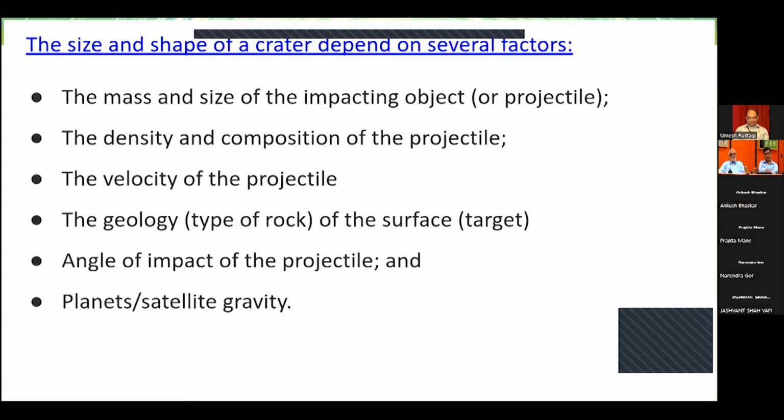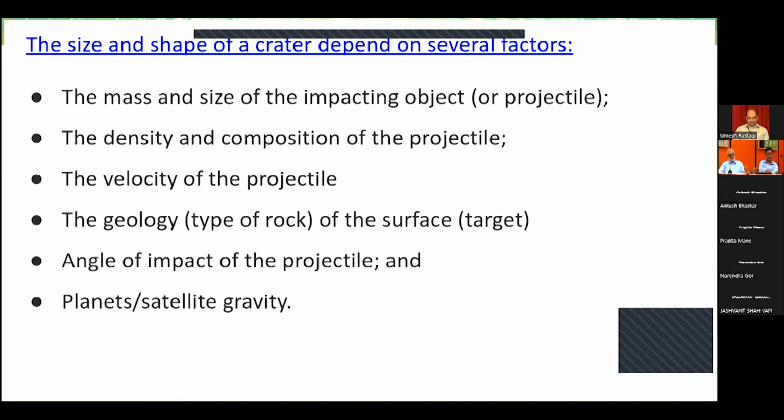What is the kinetic energy of the projectile? The density and composition of the projectile also determine a lot of the dynamics: how hard it is, what the melting point of the impactor is. That also matters, but anyway, when the impact happens, the temperature goes very high. The velocity of the projectile matters too: kinetic energy is mass times v squared.